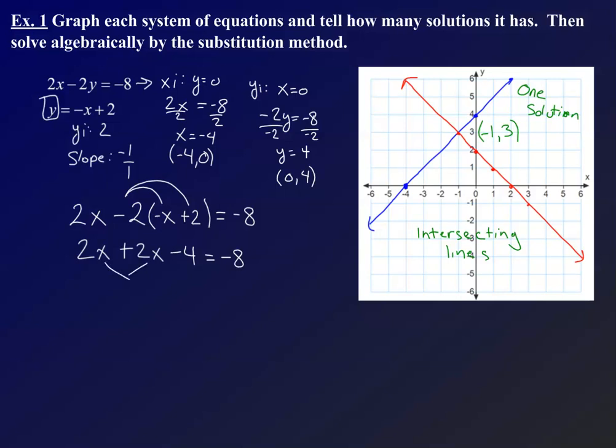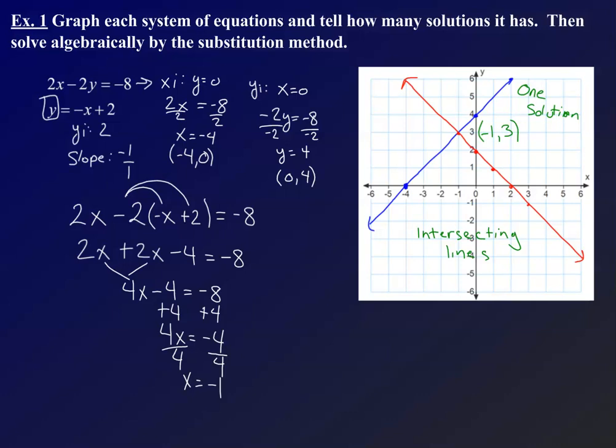We'll combine our like terms. So this is 4x minus 4 equals negative 8. We want to get the 4 to the other side, so we're going to do the opposite and add it. Gets us negative 4. And then we want to get the 4 in front of the x to the other side, so we do the opposite by dividing by 4. And x is equal to negative 1.